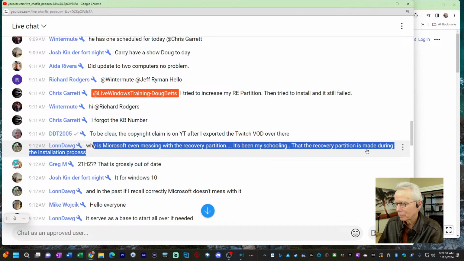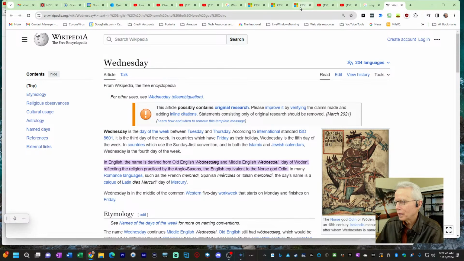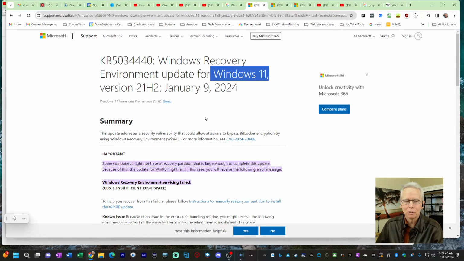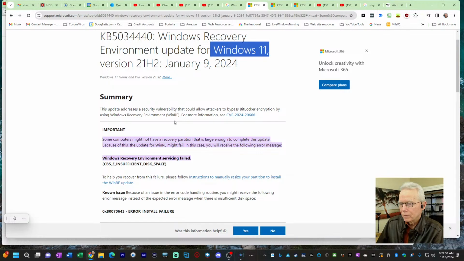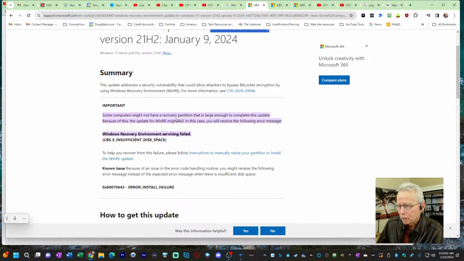It's been my schooling that the recovery partition is made during the installation process. I think they're telling us here, and my understanding is the recovery partition is utilized to accomplish a Windows update. So if the Windows update needs more space to accomplish the update, then it needs more space. So do they actually identify that here? The recovery partition, some computers might not have a recovery partition that is large enough to complete the update. The function of the recovery partition is that it is part of completing the update.